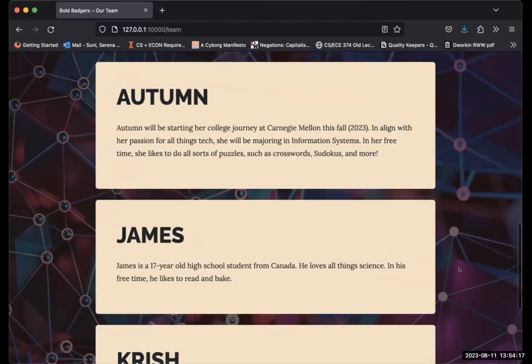Yeah, hi, I'm Autumn, and I just graduated high school, and this fall I'll be majoring in information systems at CMU. And in my free time, I like to do puzzles such as crosswords and sudokus.